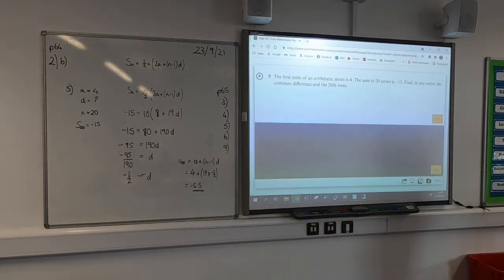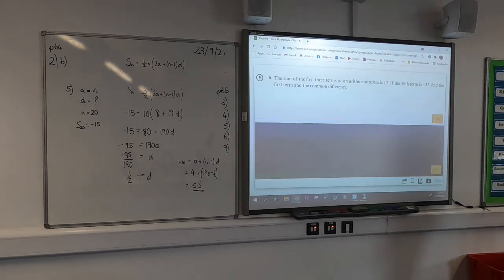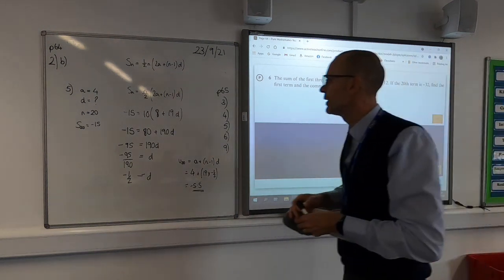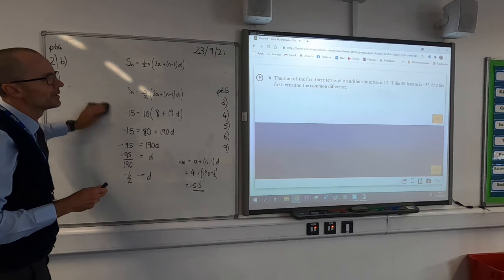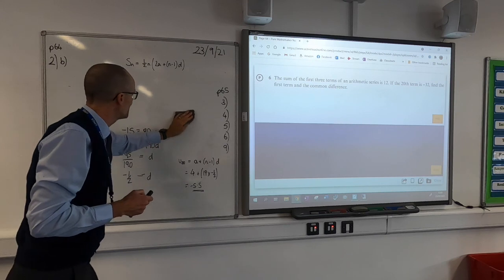Now, again, I'm sorry I'm moving things on, but we've got those questions there to try. I want to attract your attention to question 6, because remember I said sequences gives examiners a chance to test all sorts of other skills. So we've already come across quadratic equations. But question 6 features another sort of maths, because we're barely told anything about this in terms of the parameters. We know the sum of the first 3 terms is 12, and the 20th term is minus 32. So we don't know any of our parameters.